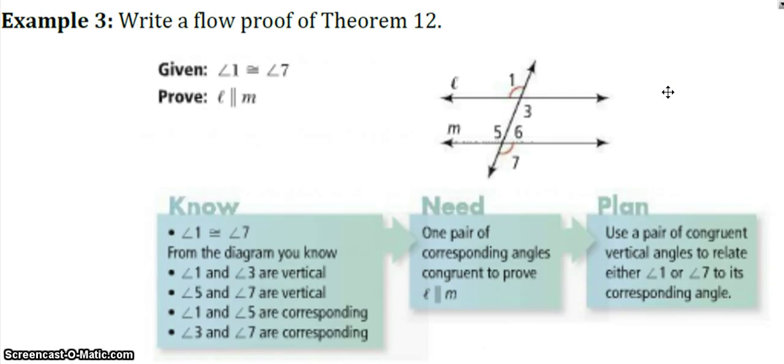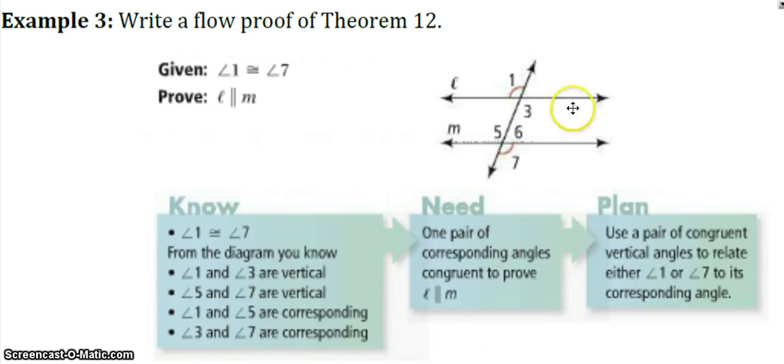In example 3, we can prove this a few different ways. We're trying to write a proof for Theorem 12. Once we write the proof, then it holds true. So we could look at this and say 1 and 3 are vertical angles, 5 and 7 are vertical angles, 3 and 6 are an interior pair, so if these are parallel, then they would equal 180, but we can't use that till we know it.